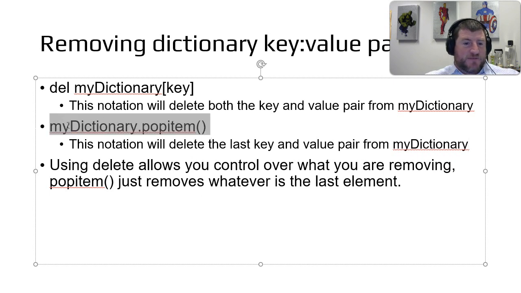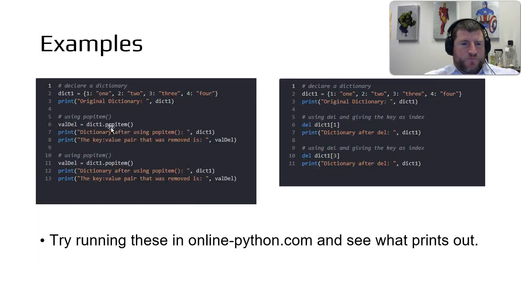Now you can pop as many items as you want. You can do this 7 times, and if you have 7 items in your dictionary, it'll get rid of all of them. Unlike the tuple, you can add and remove elements in the dictionary.